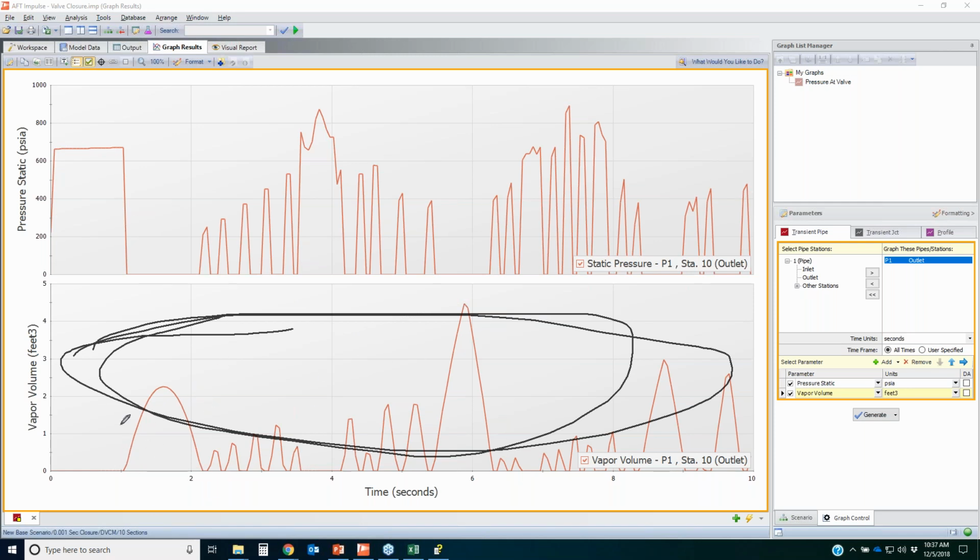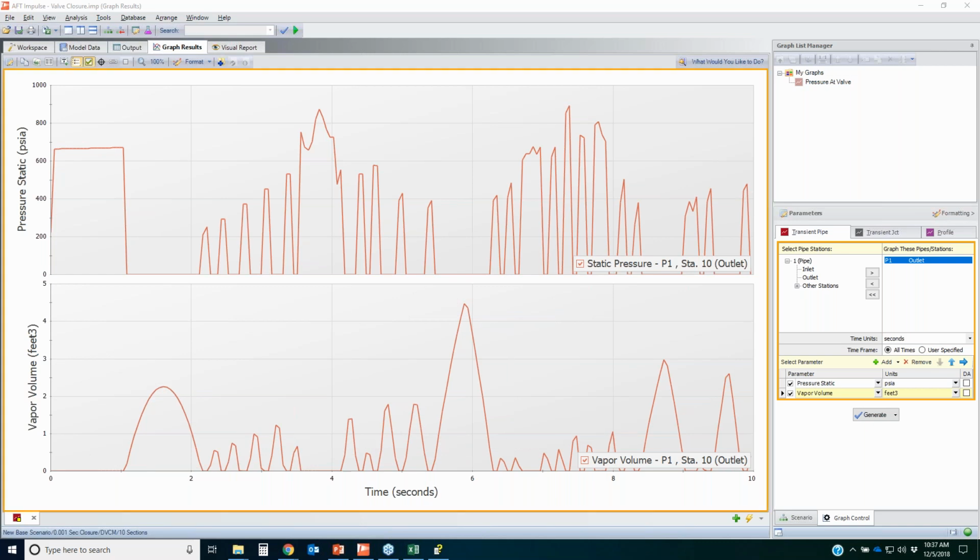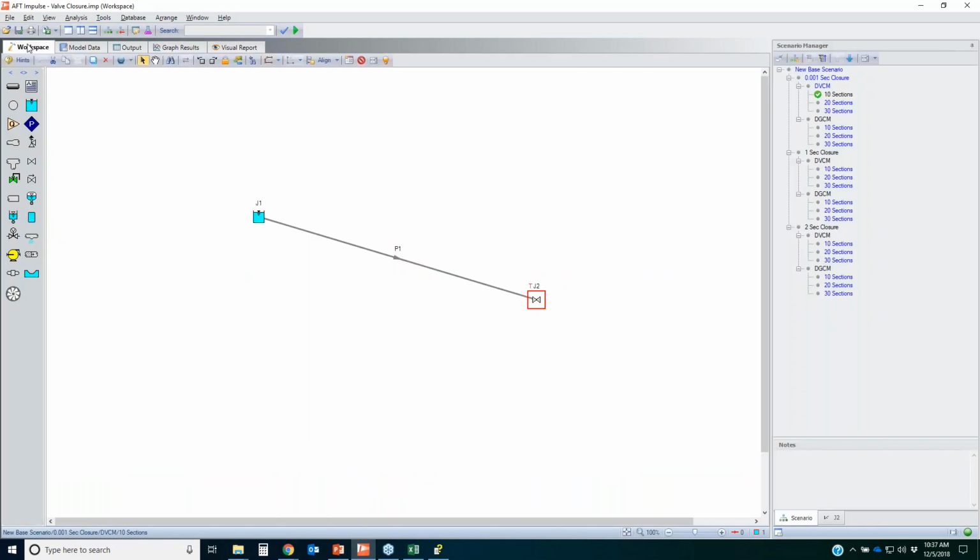It's, how about this volume? Is that okay? Or is that okay? You have to look at all the things together. Well, what you're going to be able to do in the next maintenance release of AFT Impulse 7 is what I did here.